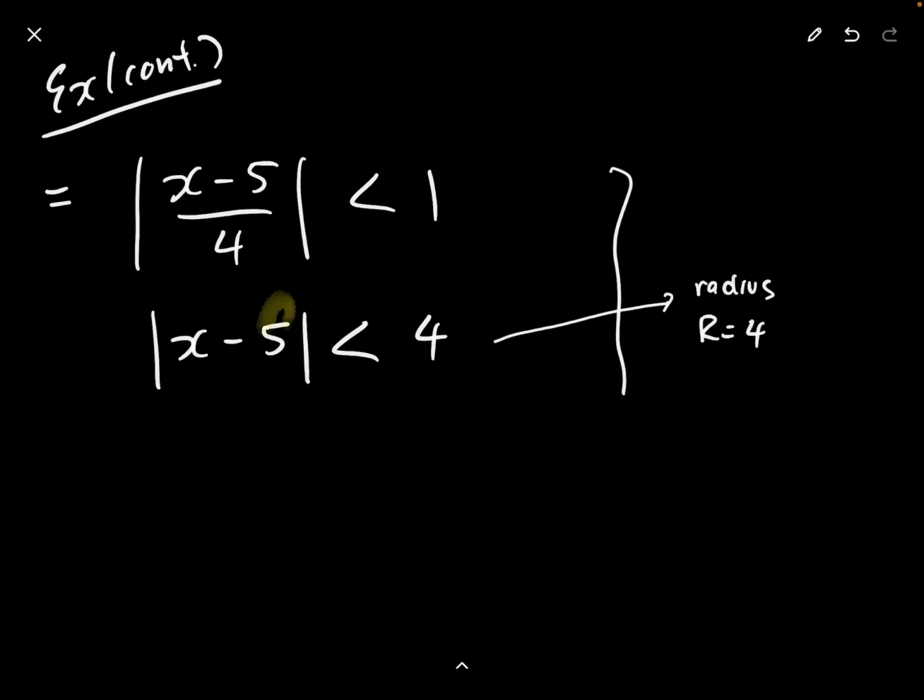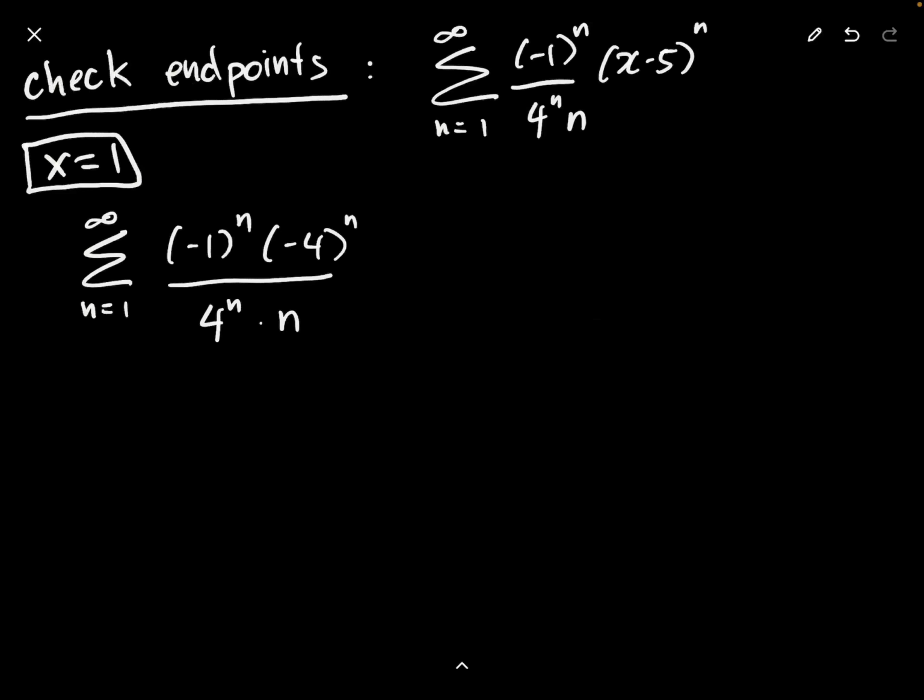So here we see that around the center 5, we have a radius of convergence of 4. If we let go of the absolute value, we have that x minus 5 is in between minus 4 and 4. We have x is in between 1 and 9. So since we have this finite interval of convergence, we'll check the endpoints to see if we will include them or not. So we'll check the endpoints.